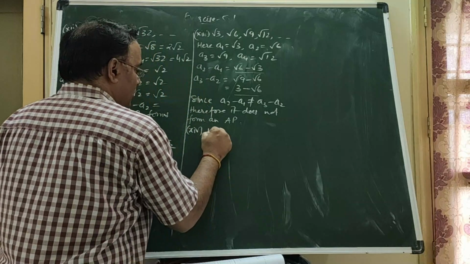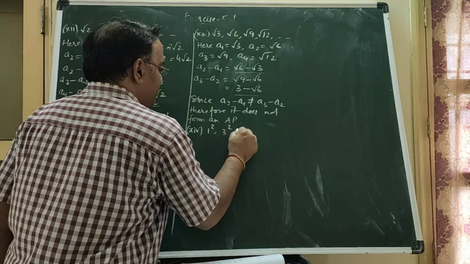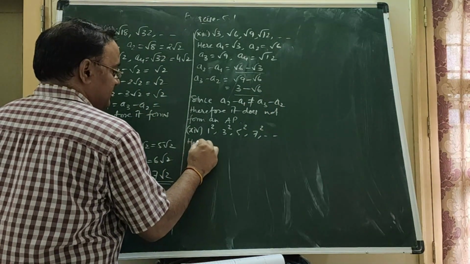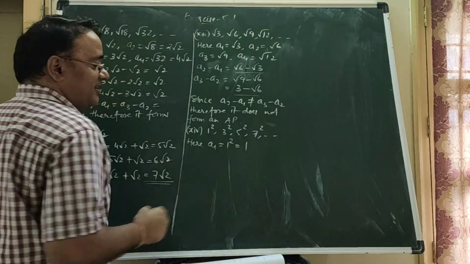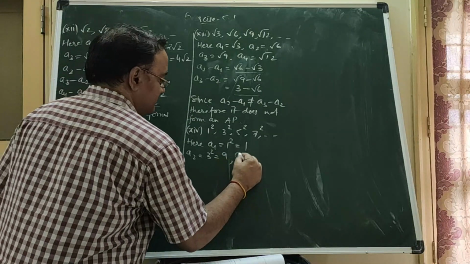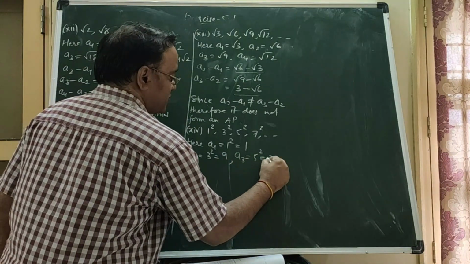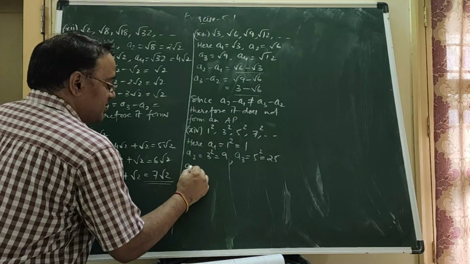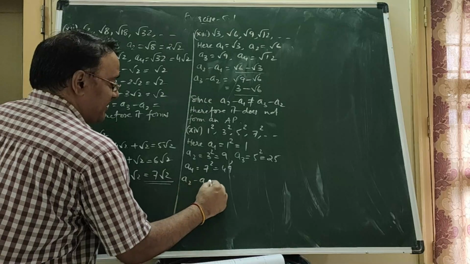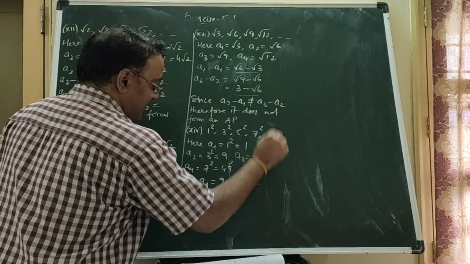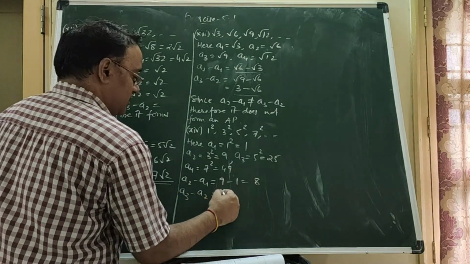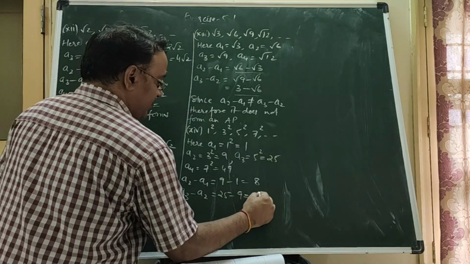Now 4th bit: 1 square, 3 square, 5 square, 7 square, and so on. Okay. Now what here? A1 is equal to 1 square, that is 1. A2 is equal to 3 square, means 9. A3 is equal to 5 square, means 25. And what is A4? 7 square, 49. So first we will find A2 minus A1, that is 9 minus 1, 8. Next difference we will find A3 minus A2, 25 minus 9. So we are getting 16.